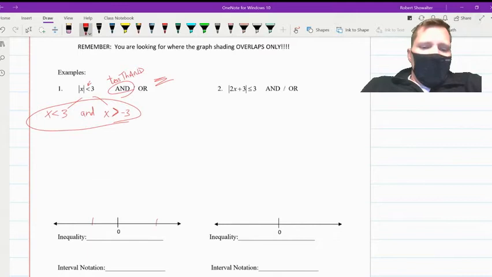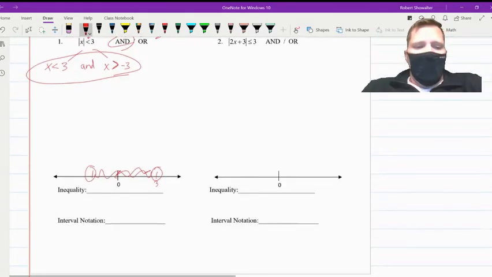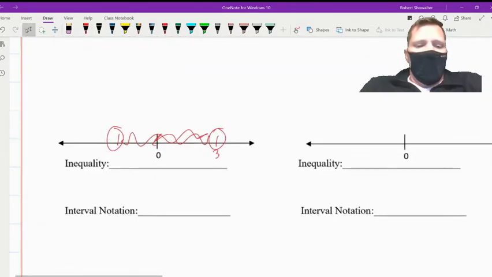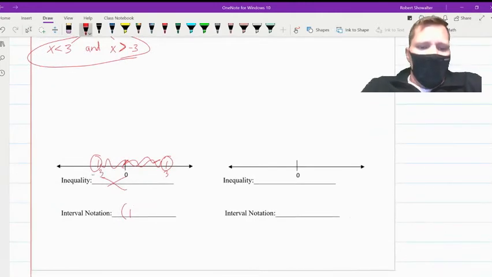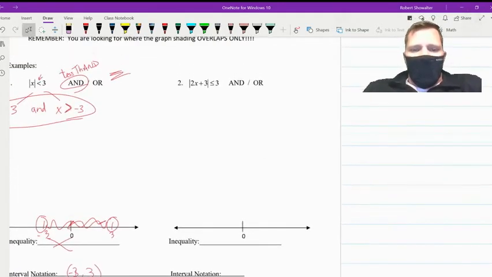We have x is less than 3, and we have x is greater than 3. It's an and, so it's going to be shaded in between. The inequality, skip that part. The inequality, though, is going to be the numbers -3 and 3, with parentheses, because it's not including those things.